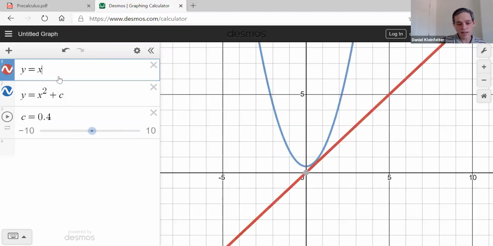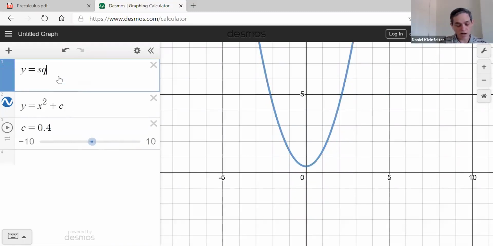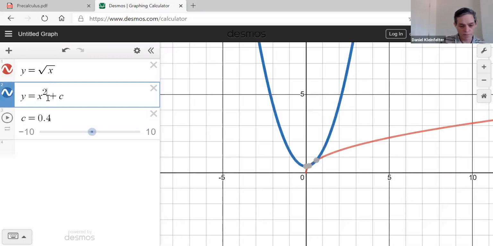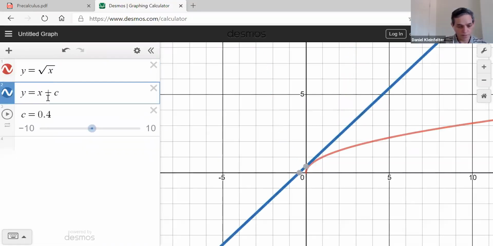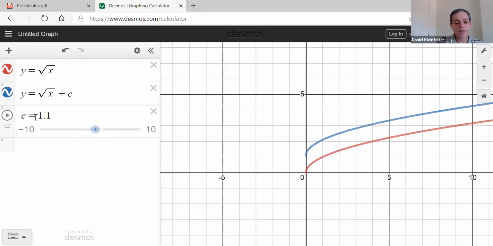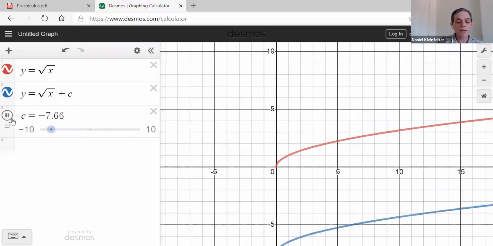We could try this with another function. Let me use the square root graph. All right, and we'll see that this behaves in the exact same way. Again, a positive C will move the graph up, a negative C will move the graph down. Okay, so that's how that looks for C. It was vertical translations. Let's take a look at some horizontal translations.